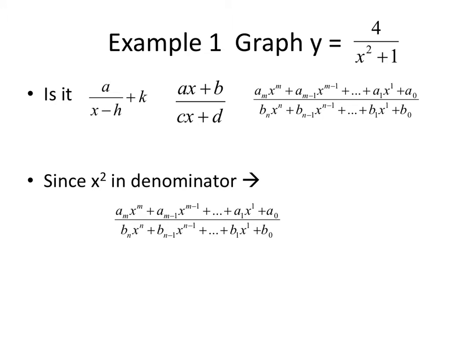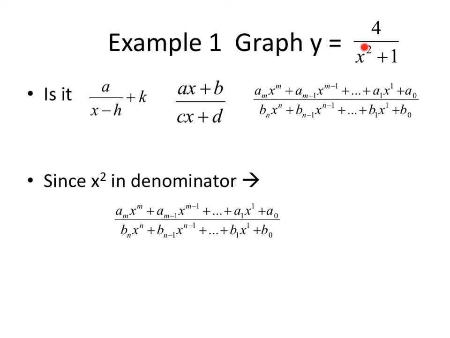Alright, so if we look at this example where it says graph y equals 4 over x squared plus 1, which one of these is it? Is it the first example, which looks like this, or is it example 2, or is it like this third one?